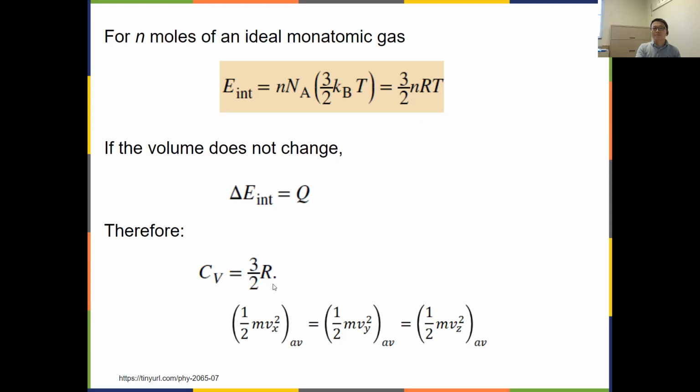And again, this is related to the 3 degrees of freedom for the kinetic energy going in the X direction, Y direction, and Z direction. So you get 3/2 of k_B T in that sense. All right, so this is for an ideal monatomic gas.